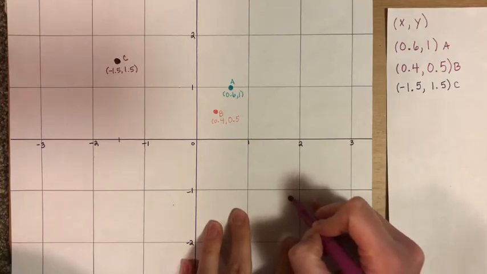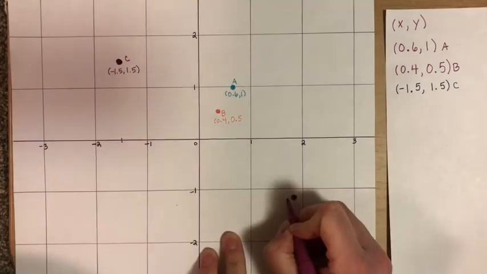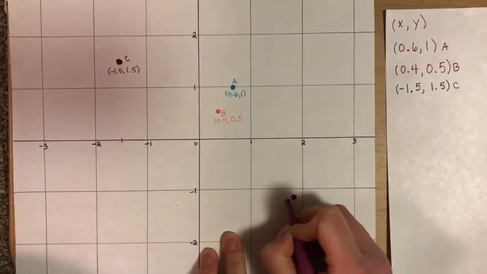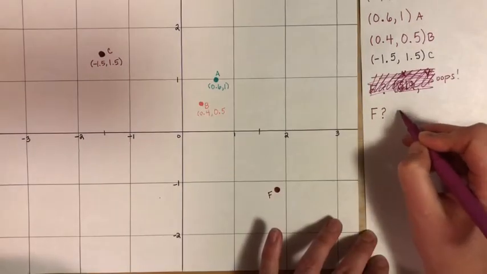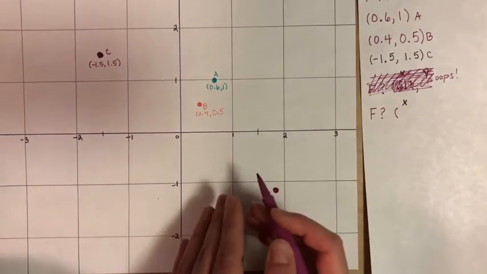So if I had a point right here, I want you to try to figure out right now, what do you think that point is? What would you call that point? So pause the video if you need to, figure out what is this point. We'll call this point F for Frank. All right, so we need to find our coordinates. So we need to find our X coordinate first.